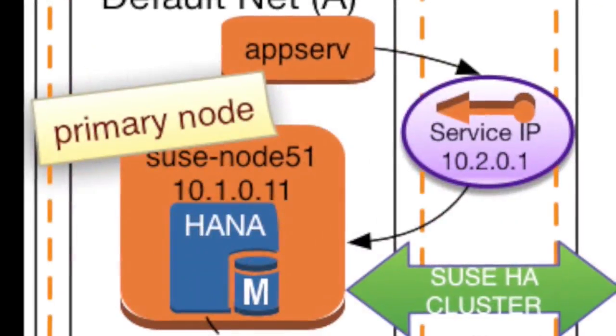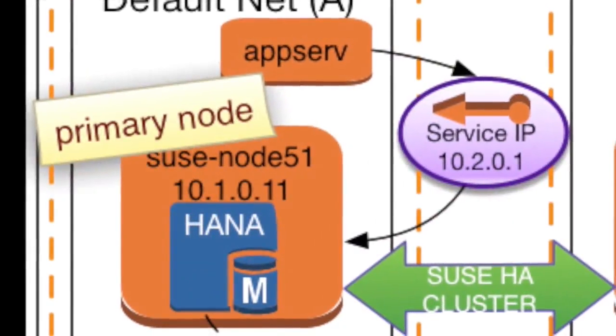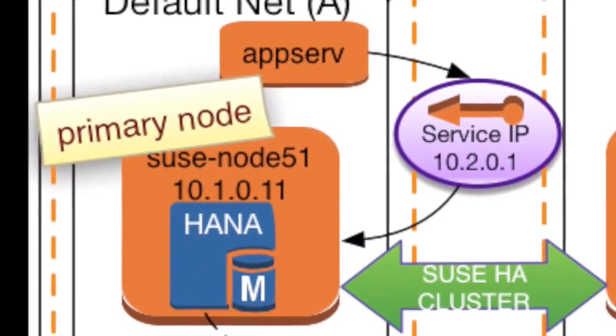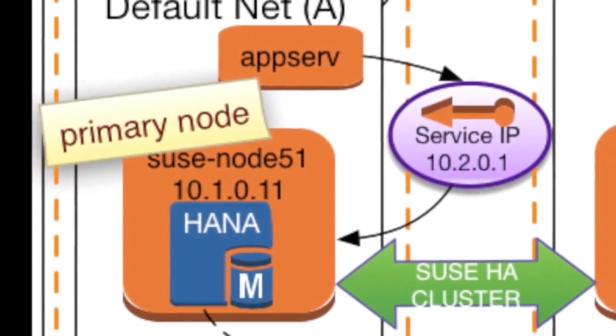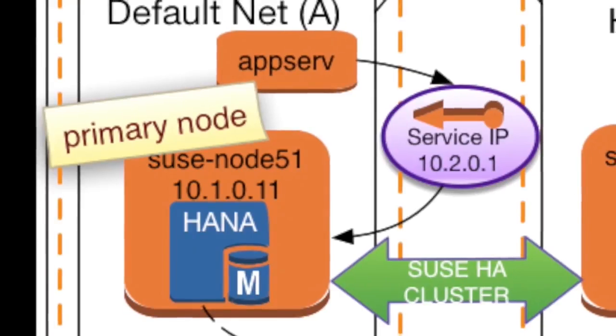So we're going to have a node called SUSE Node 51. This is our HANA node. It's running our SAP HANA. It's using 6-7 disks, which we attach by software to it.